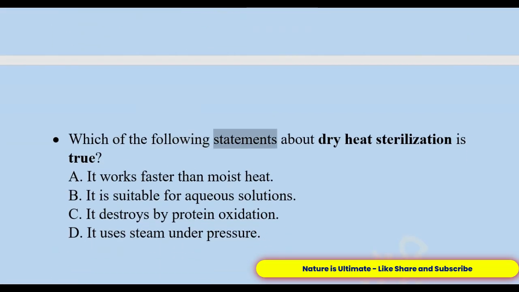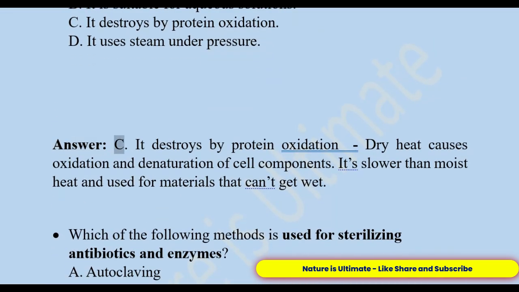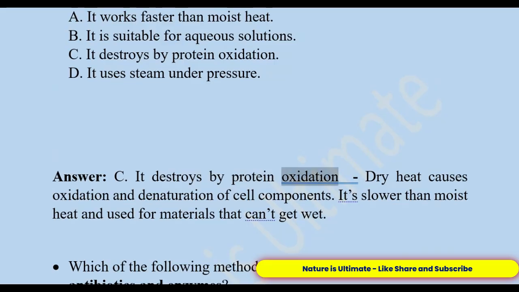Which of the following statements about dry heat sterilization is true? A. It works faster than moist heat. B. It is suitable for aqueous solutions. C. It destroys by protein oxidation. D. It uses steam under pressure. Answer: C. It destroys by protein oxidation. Dry heat causes oxidation and denaturation of cell components. It's slower than moist heat and used for materials that can't get wet.